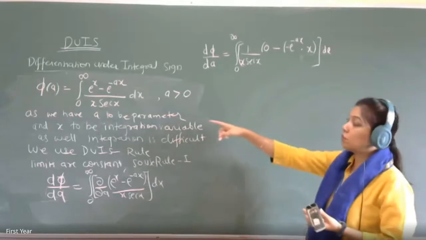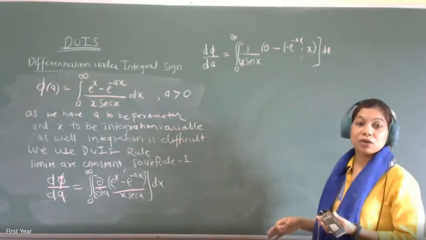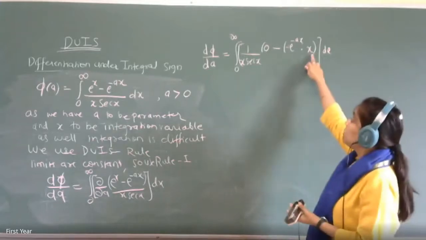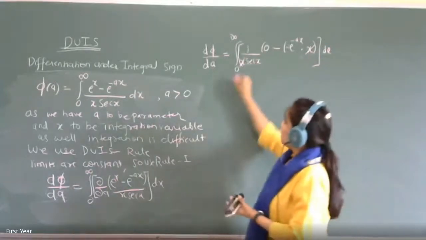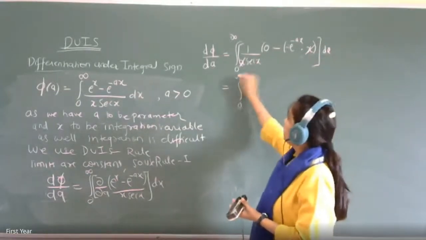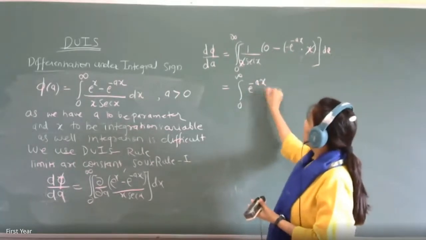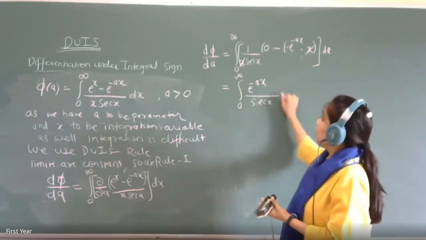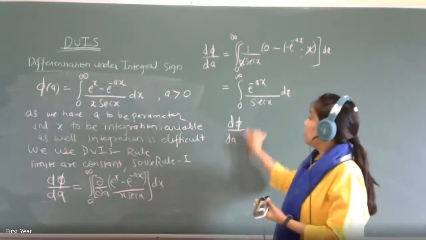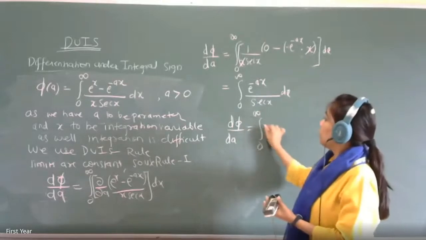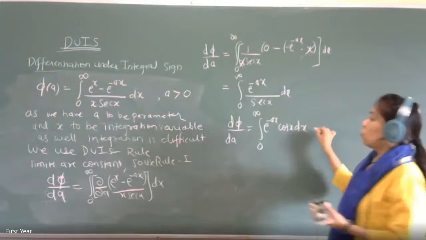The term in the denominator, 1 by x, the derivative or integration will never get it, so that should go. That's why if x comes in the numerator, it will get cancelled, and hence this x and x cancel. I will get integral 0 to infinity, minus of minus will become plus, e raised to minus ax upon sec x dx. Which is nothing but dφ/dA equal to integral 0 to infinity e raised to minus ax into cos x dx.